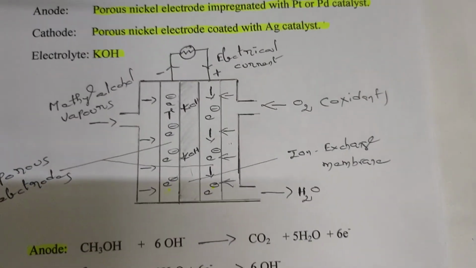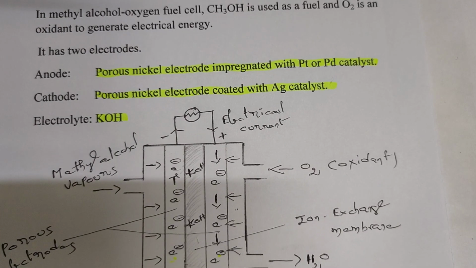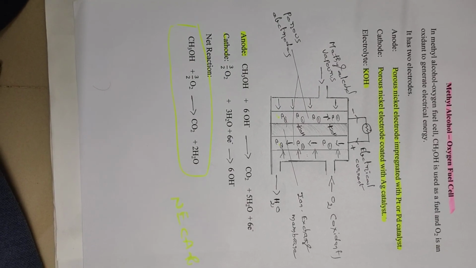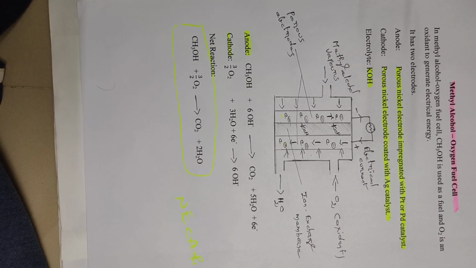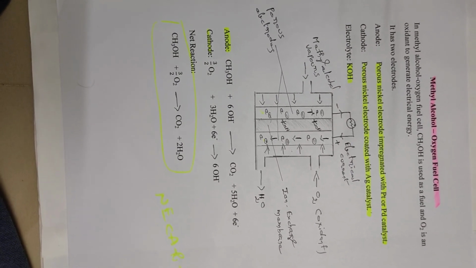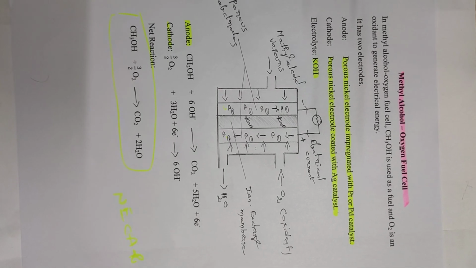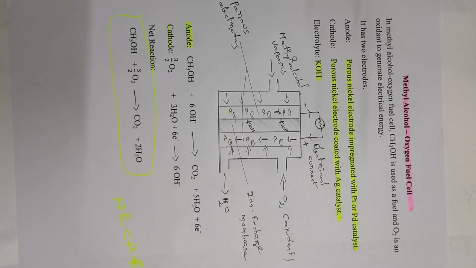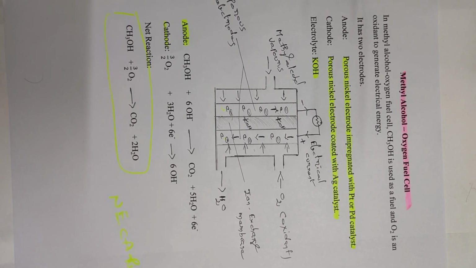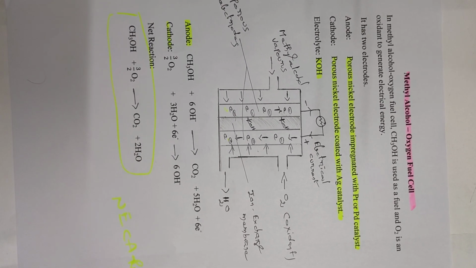So that is the methanol oxygen fuel cell. In the examination you should write what is the anode, what is the cathode, what is the anodic half cell reaction, what is the cathodic half cell reaction, and what is the net reaction.